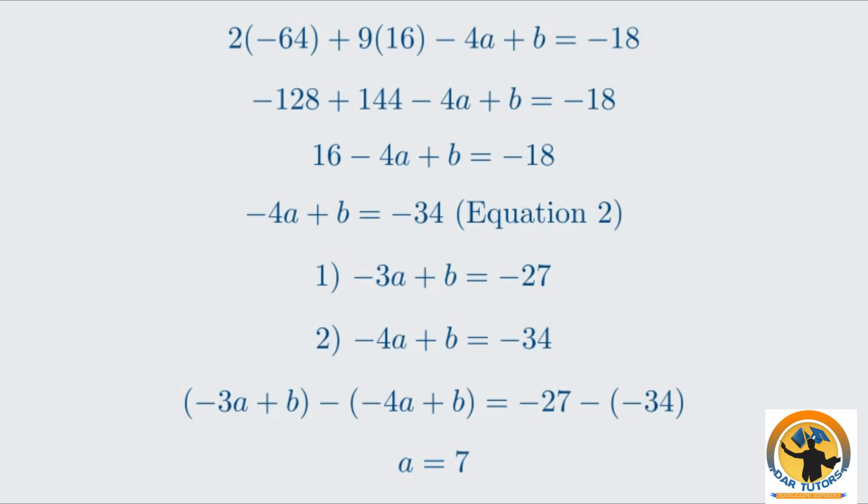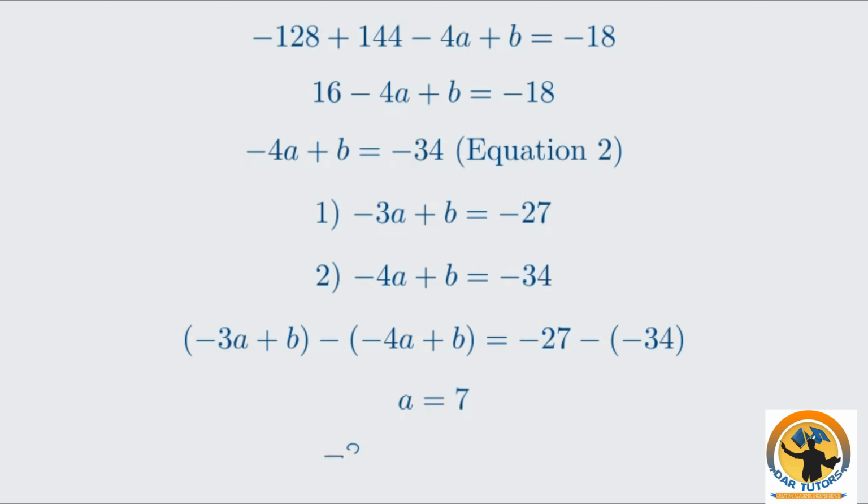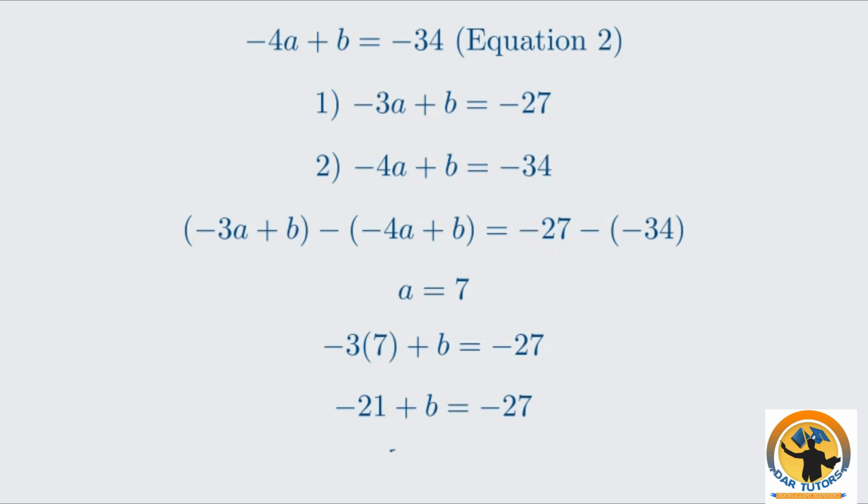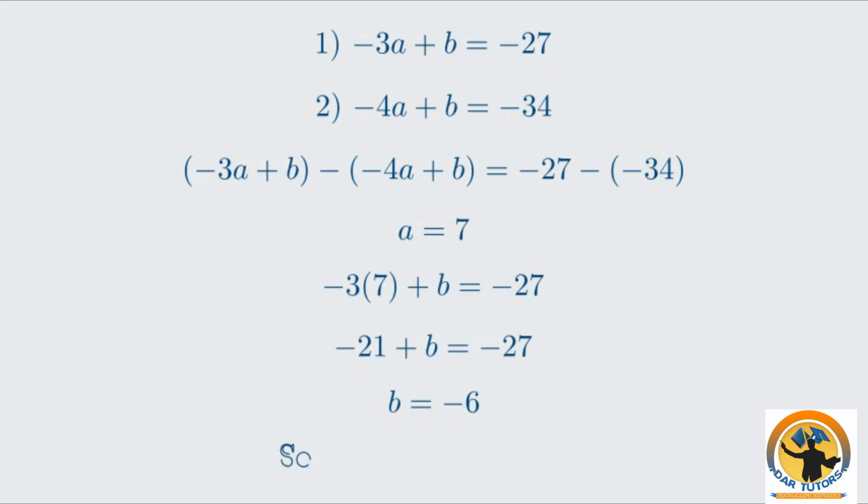Substitute a equals 7 into equation 1. Negative 3 times 7 plus b equals negative 27. This is negative 21 plus b equals negative 27. Adding 21 to both sides, we find that b equals negative 6. So the values are a equals 7 and b equals negative 6. This problem demonstrates how to combine the remainder and factor theorems to solve for multiple unknowns.